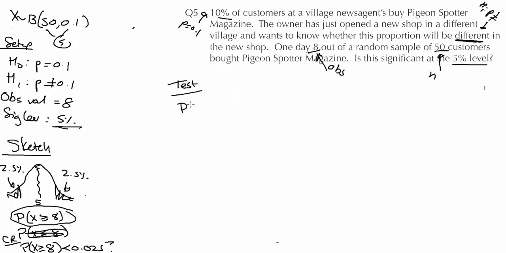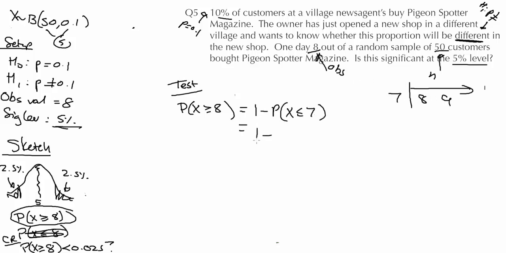Okay. Greater than or equal to 8. We can't find that out directly, so we just think, if we write numbers both sides, we want 8 and everything above. So we've got to do 1 minus P(X less than or equal to 7). Calculate it now.